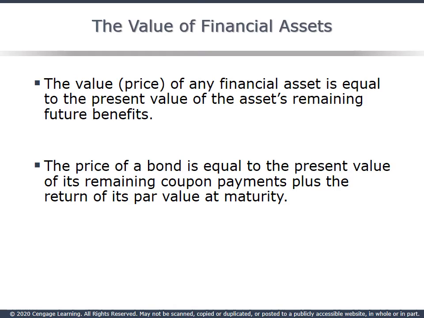So with a bond, the investor will receive a series of coupon payments until maturity. At maturity, the investor will receive not only that last coupon payment, but also the return of the par value. So we will take all those benefits and discount them to the present to find the value or the price of the bond.